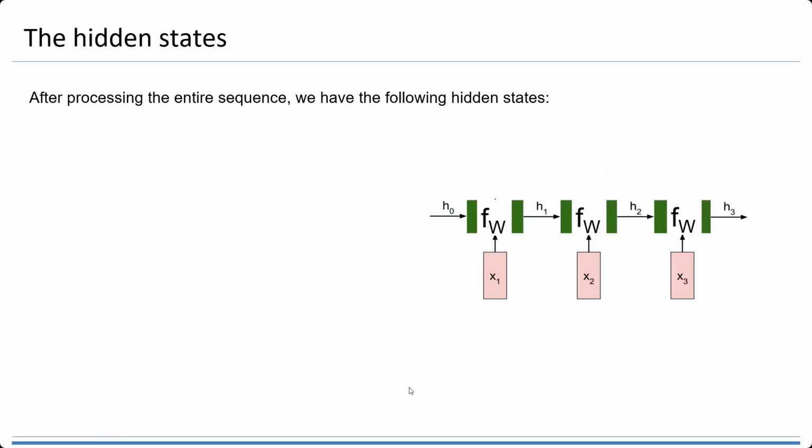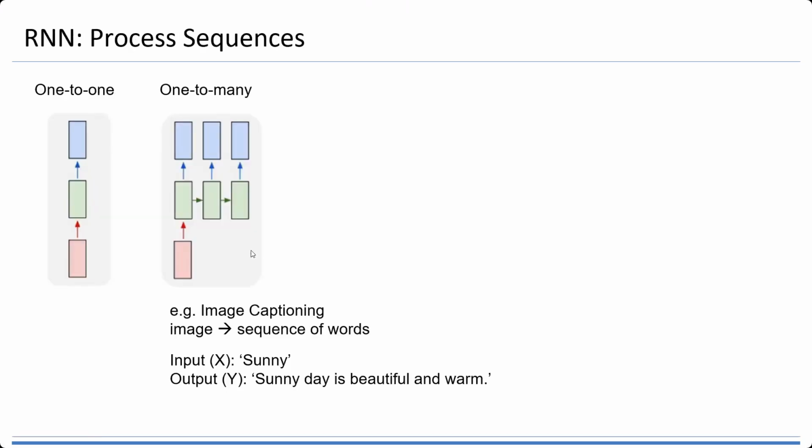So after we process the entire sequence, we have the hidden state. So we have what is h0, the initial, we have the h1, we have the h2, we have the h3. So this is the hidden state for every one of these steps.